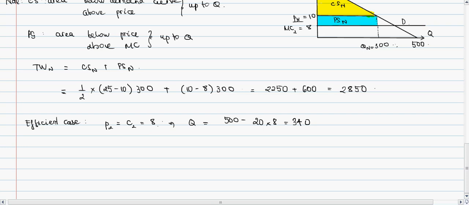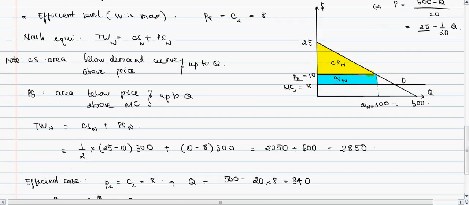Alright, so we try to find again consumer surplus and producer surplus in this case to find total welfare. Again, total welfare, I'll put the star here to indicate this is the efficient amount, equal to consumer surplus star plus producer surplus star. Alright, so we're back to the case here. Now, what is the consumer surplus and producer surplus? If the price equal to marginal cost equal to 8, this is going to be the price. Now this is going to be the quantity supplied to the market, so say Q star equal to 340.